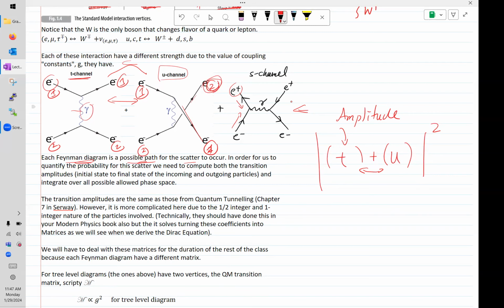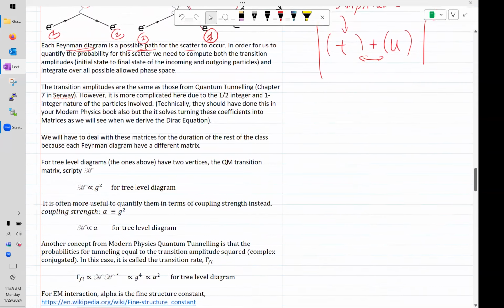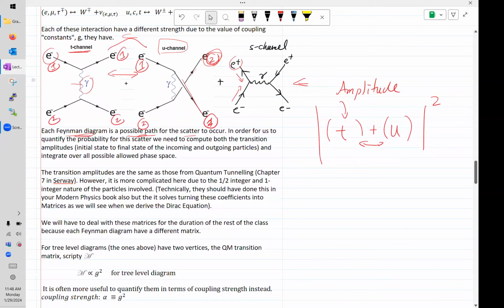Okay. So in T channel, do they always have it where the particle on the top stays on the top? Yeah. In the U channel, they swap. Yep. And the S channel does some sort of other configuration. Annihilation, which can't be the same particles because they won't annihilate. Gotcha. Okay, thanks.